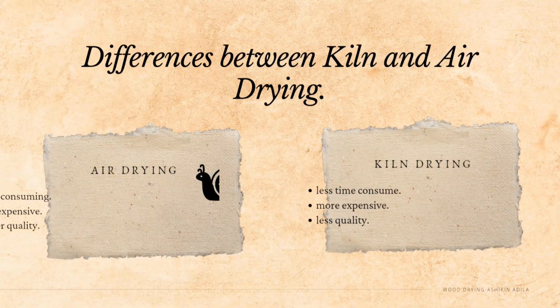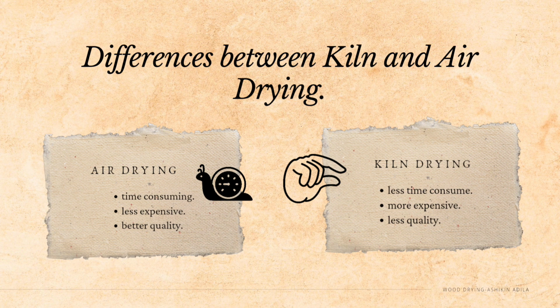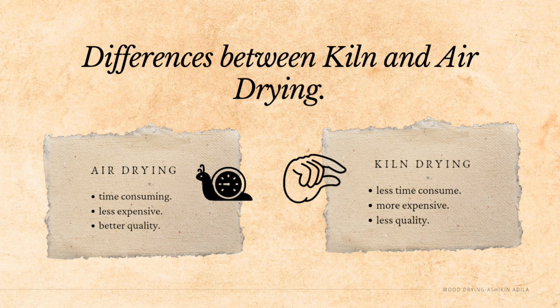As we mentioned before, air drying is a long process and may easily take up to or more than 1 year in some cases. Kiln drying, on the other hand, is a faster way to dry wood and can be done in a few weeks' time. Next, kiln drying is expensive compared to air drying because it involves the use of a specific setup.